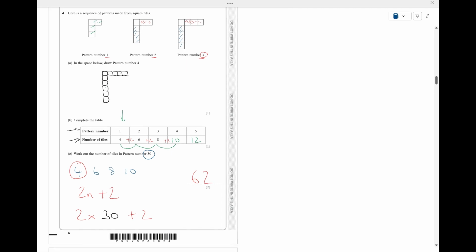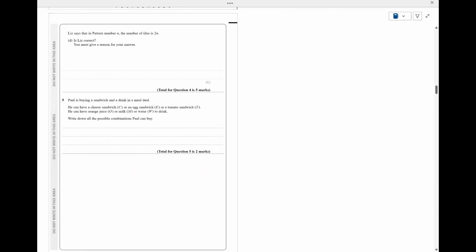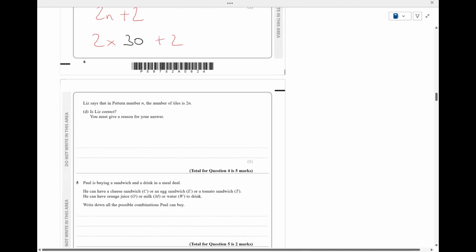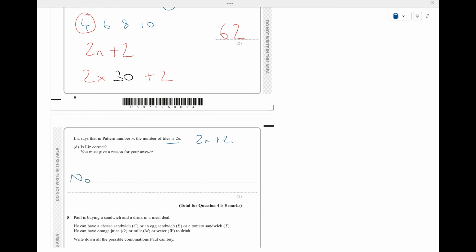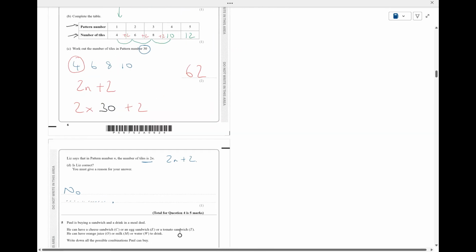Okay, that is question 4 done. Actually, that's not quite the whole of question 4 done, because here it continues. Liz says that in pattern n, the number of tiles is 2n. Well, that's not true. We've already worked out it's 2n plus 2, haven't we? Is Liz correct? No. It is 2n plus 2, you could write. Or you could write, if it was 2n, then the first term wouldn't be 4. Any of those would be good reasons. And that is finally the end of question 4.